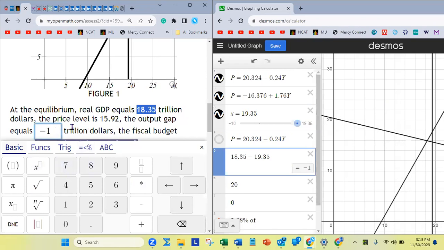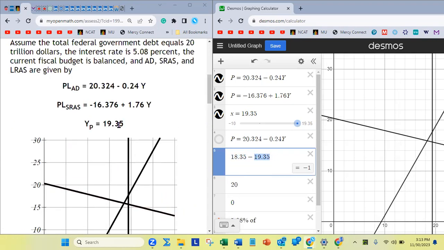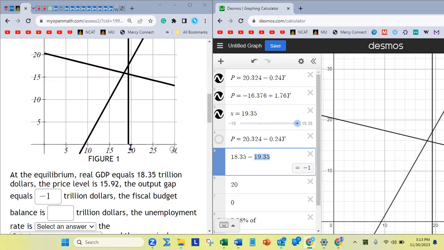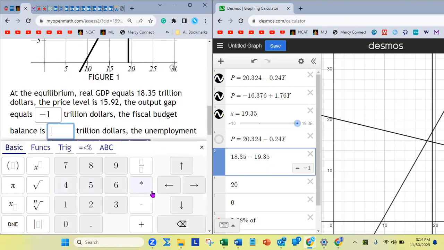An output gap of -1 means we're in a recession, right? Because real GDP is currently less than what it should be. And GDP should be 19.35, almost 20 trillion. Again, the fiscal budget is balanced.